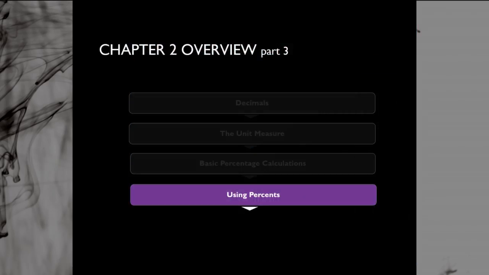In the last lecture, you learned the unit measure, including the dozen, gross, and pair, and how to calculate this unit measure related to fractions. And you also learned basic percentage calculation. Today, we will discuss how to use this percent, because you also learned the importance of using these percents in retail math and buying. So let's go ahead and talk about using percent.